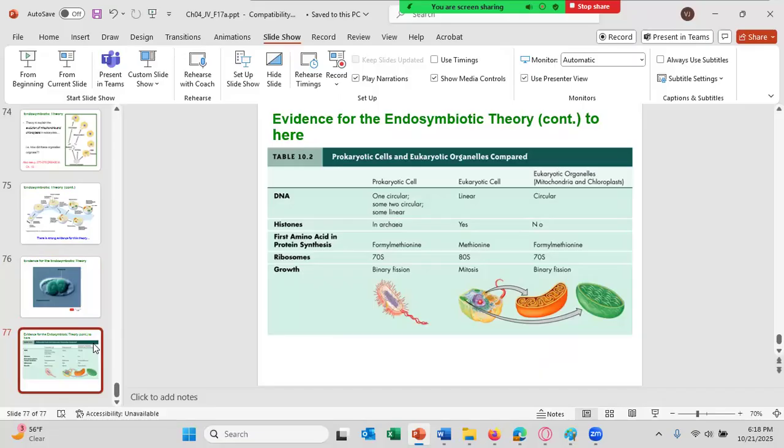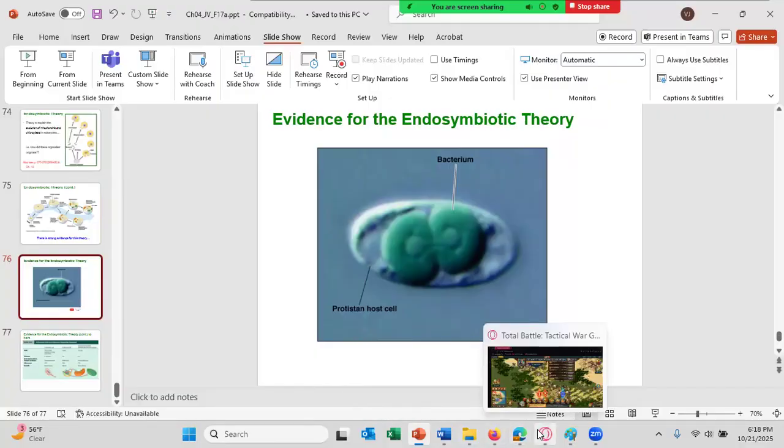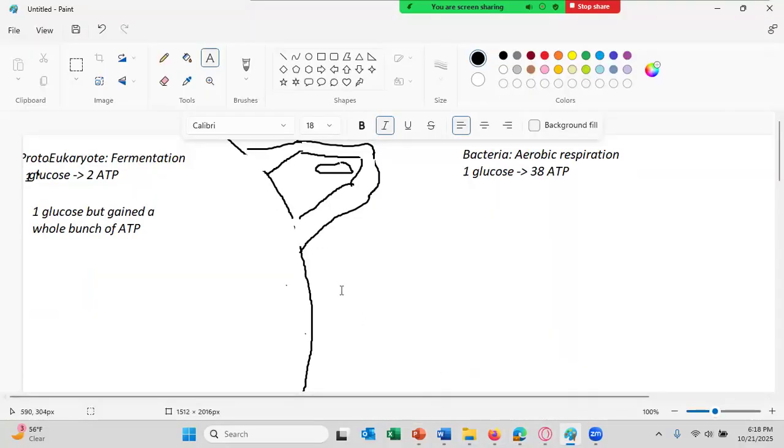Some other evidence is that the mitochondria and the chloroplast have two membranes, an inner membrane and an outer membrane. And we predicted that if they were an engulfed bacteria, that they would have two membranes. It'll have the organelle membrane when the proto-eukaryote brought the bacteria in, and it'll have the cell membrane. And in the mitochondria, we have the outer membrane and the inner membrane. The inner membrane being the one making the ATP.